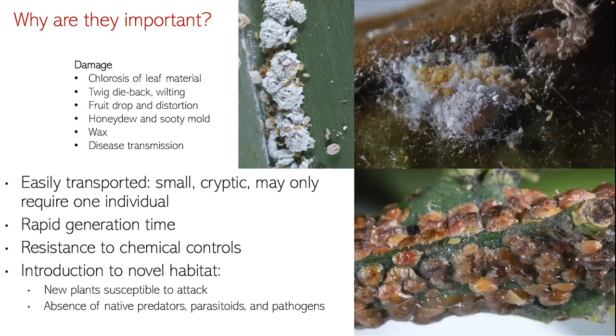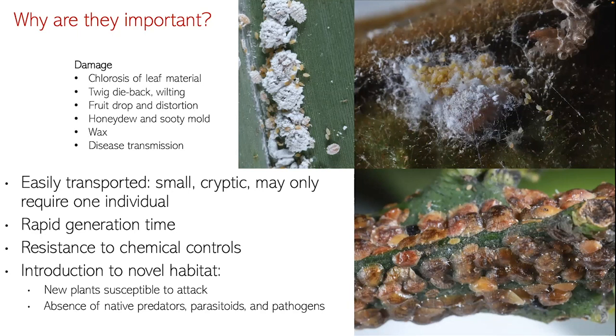So they cause a lot of plant damage, they vector diseases, they make a huge mess of wax and sooty mold that impedes photosynthesis. So just a major plant pest. As I mentioned, they're very easily transported. They have a rapid generation time. Many species are parthenogenic, so they actually just need one single female to arrive and start a new population. Scale insects and whiteflies are notorious for being resistant to pesticides, partially because they're covered in wax and there's just this physical barrier.